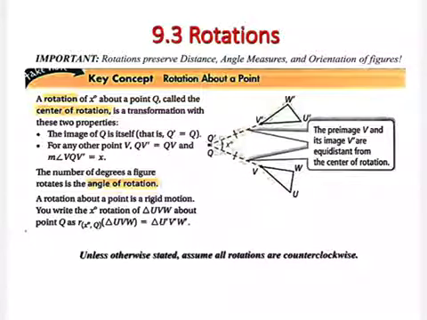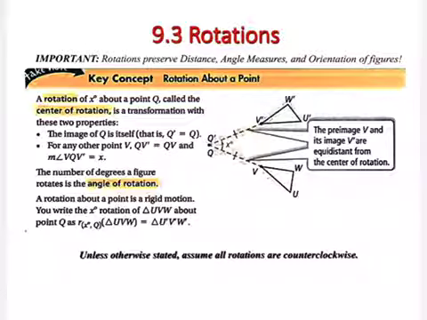Section 9.3, rotations. A rotation of x degrees about point Q, called the center of rotation, is a transformation with the following properties. The image of Q is itself, since Q is the center of rotation. For any other point, such as V, Q to V prime is the same as Q to V originally. So once again, rotations preserve distance, so rotations are also rigid motions.